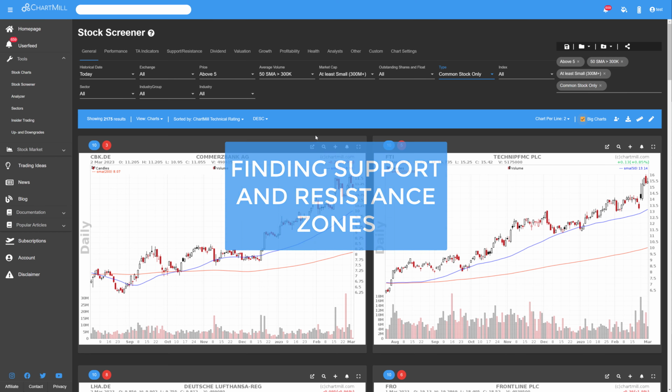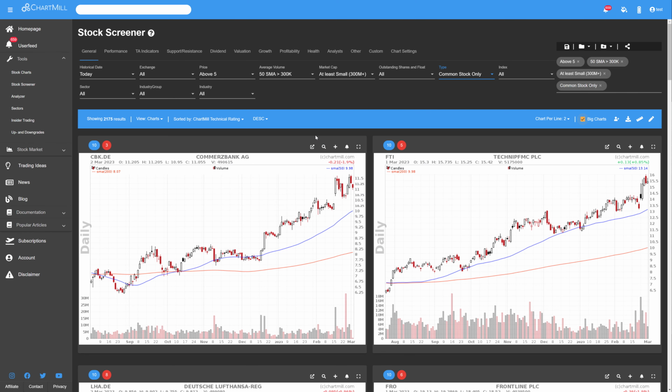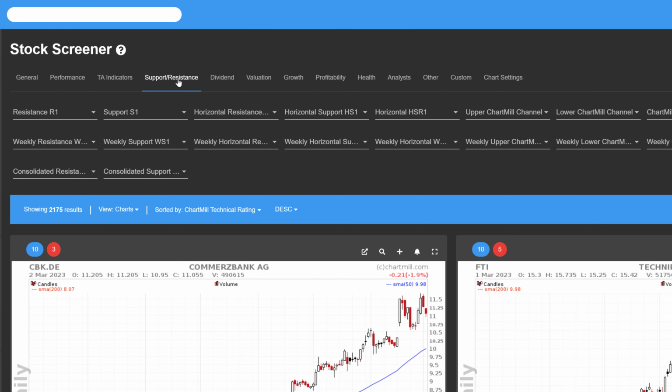To have ChartMill automatically find stocks that are near technical support levels, first select the support and resistance tab. The filters we are going to use here are support 1, the weekly support 1, horizontal support 1, the weekly horizontal support 1 and the consolidated support 1.